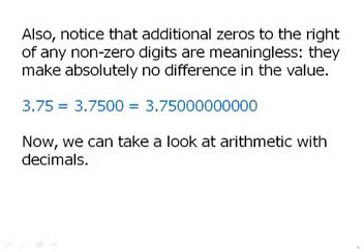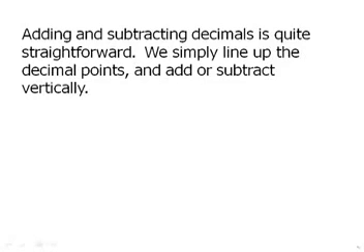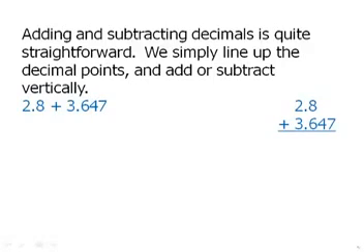Now we can take a look at arithmetic with decimals. Adding and subtracting decimals is quite straightforward. We simply line up the decimal points and add or subtract vertically. So suppose we have to add these two decimals. We're going to line them up vertically. So the decimal places are lined up. Once they're lined up, then we just add.